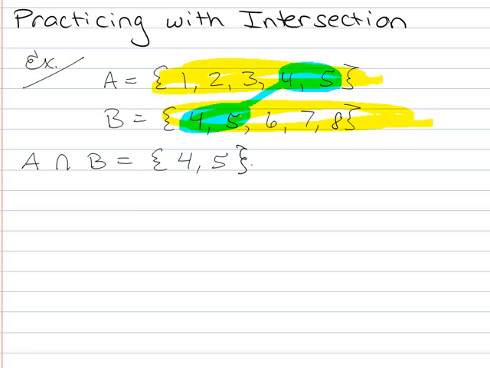Okay? So you're going to see problems like this perk up here and there, but where it gets a little bit more interesting, I think, is messing around with greater than and less than kind of things. So if you're going to have an intersection problem, it might look something like this. X is greater than or equal to negative 2, and X is less than 5.